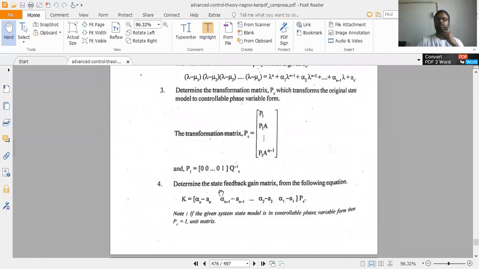After determination of the transformation matrix PC, we determine the state feedback gain matrix with K equal to [alpha n minus an, alpha n minus 1 minus a n minus 1, and so on up to alpha 2 minus a2, alpha 1 minus a1] into PC. So in this way we are able to determine the state feedback gain matrix.